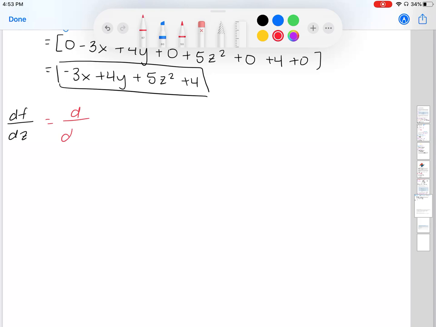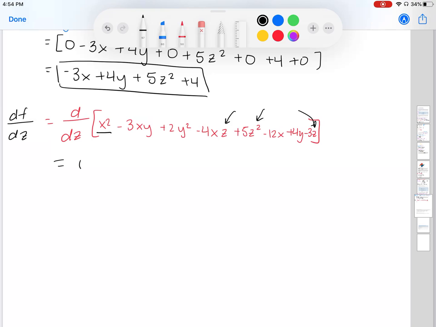So we want to find the derivative with respect to the variable z of our function. So our function is x squared minus 3xy plus 2y squared minus 4xz plus 5z squared minus 12x plus 4y minus 3z. Okay, so let's highlight our z's. We only have a z here, here, and here. Everything else is a term without a z and would be considered a constant.